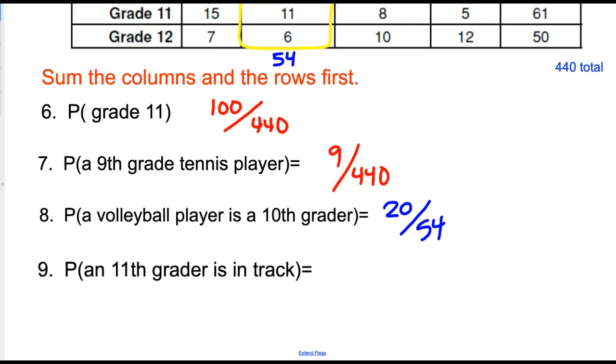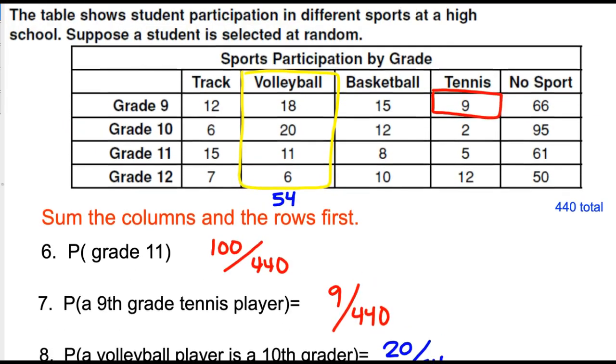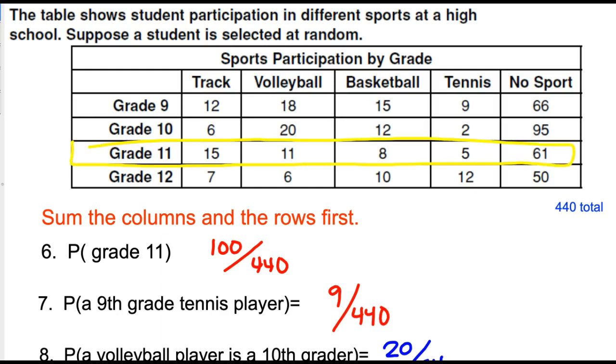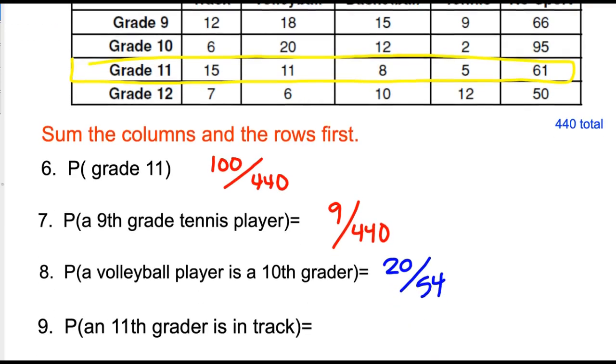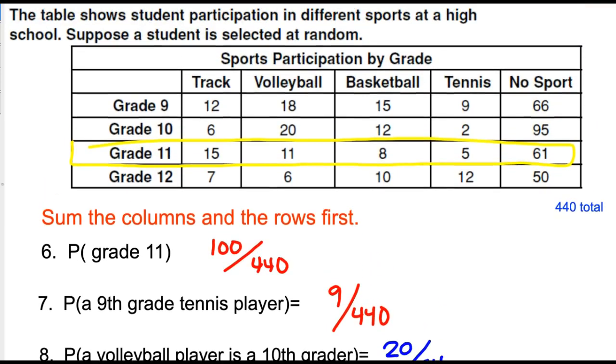Same thing here. An 11th grader is in track. So now we're looking at the whole 11th grade row. So we're not looking at a column, we're looking at a row. And so we're saying, all right, of all the 11th graders, what is the probability that an 11th grader is in track? So of all the 11th graders, there's how many of them in track? That would be 15 out of the total in the row.